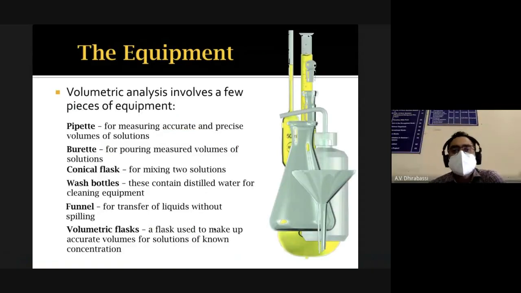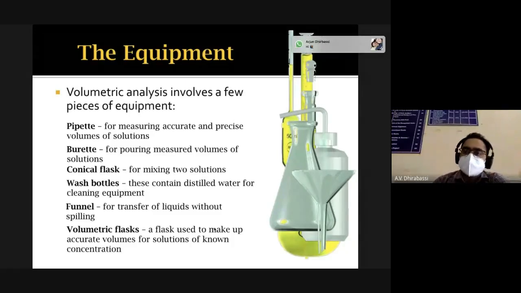Volumetric analysis involves a few pieces of equipment. In general, the pipette. What is meant by the pipette? It is for measuring an accurate and precise volume of solution. If you want to take a sample, you can use 10 ml, 20 ml, or 5 ml pipettes. Different volumes of pipettes are there. You can use a pipette bulb or a pump bulb.